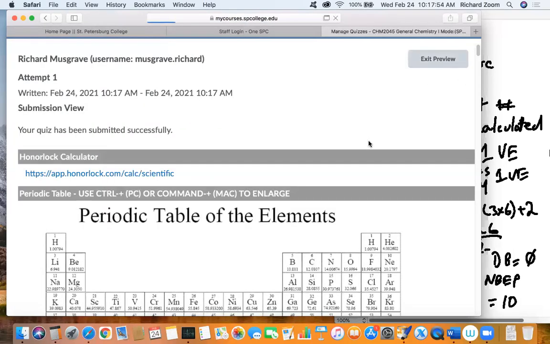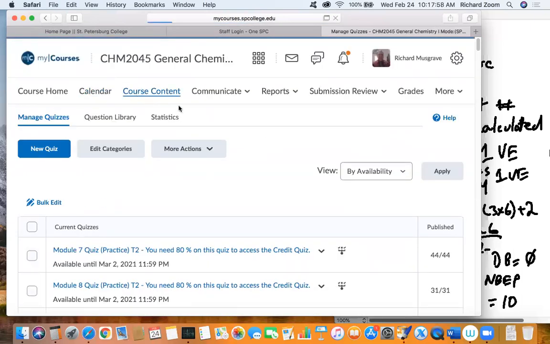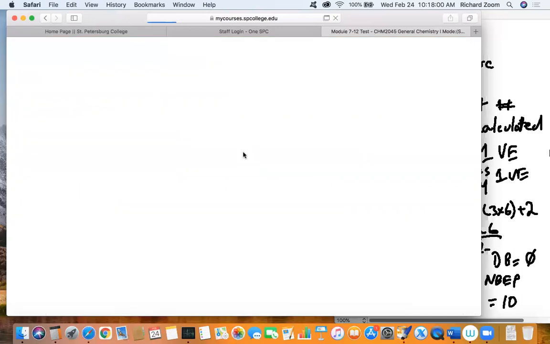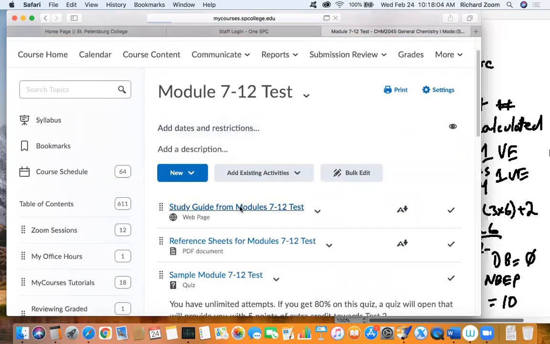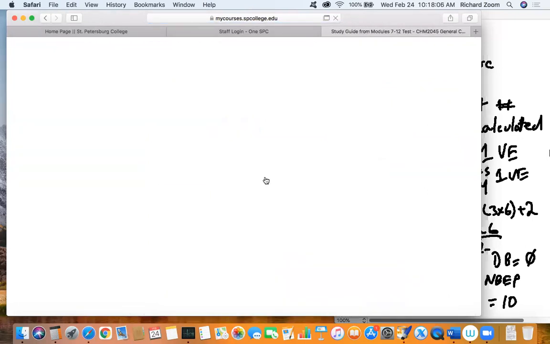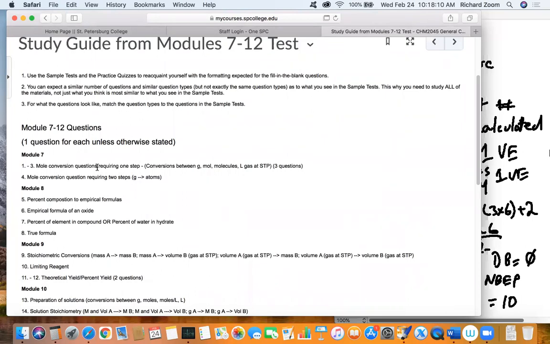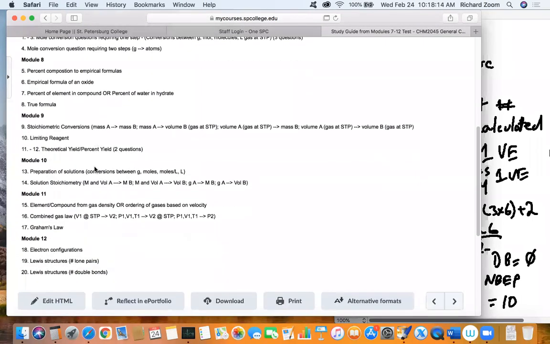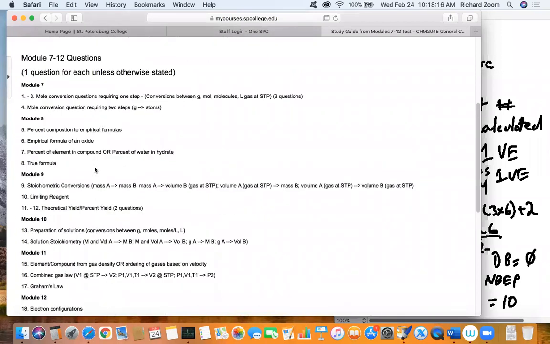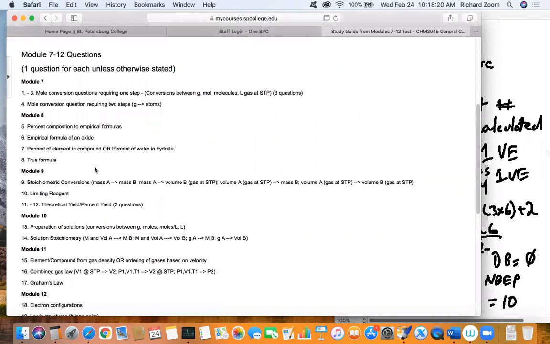But in the same folder, just like I had for test 1, there's a study guide here. And the study guide will tell you the kinds of questions you're going to see for each of these questions, and the modules where they come from as well. So it really lays it out. It's completely transparent. You get to see exactly what you're going to see here.